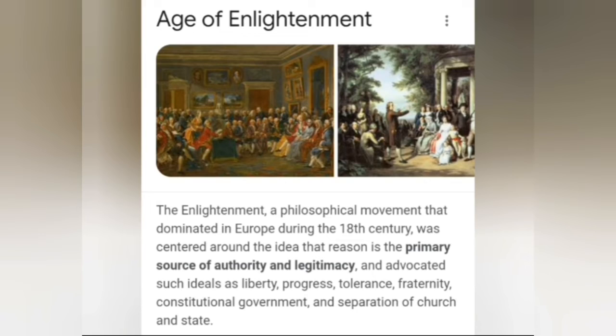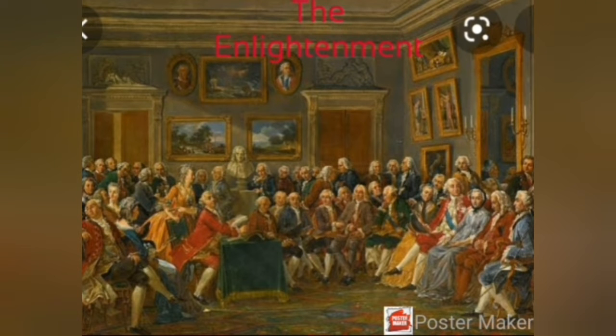And for your easy understanding, you can have a look at the age of enlightenment. The Enlightenment, a philosophical movement that dominated in Europe during the 18th century, was centered around the idea that reason is the primary source of authority and legitimacy, and advocated such ideals as liberty, progress, tolerance, fraternity, constitutional government, and separation of church and state. Now you can have a look at a few pictures of the Enlightenment.